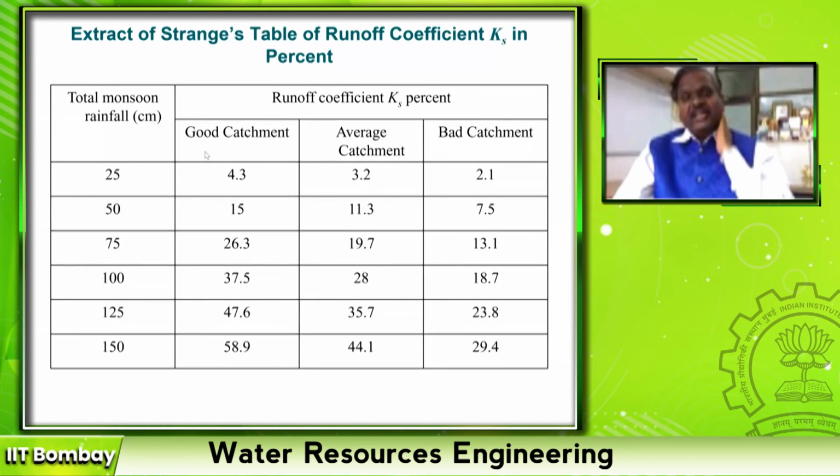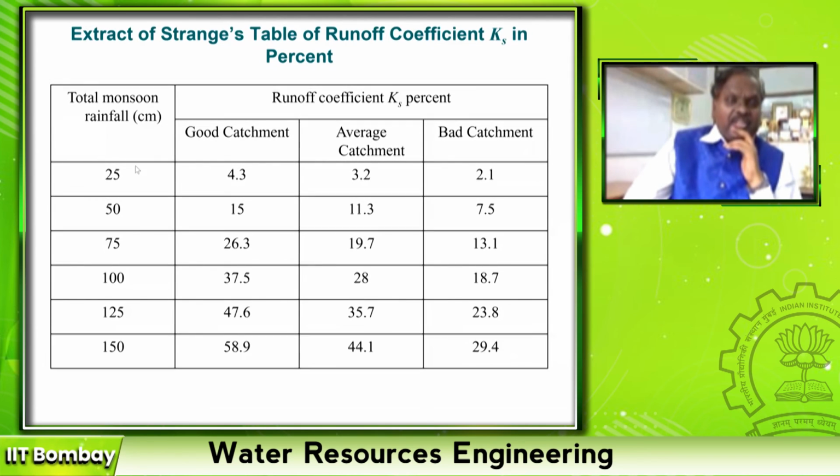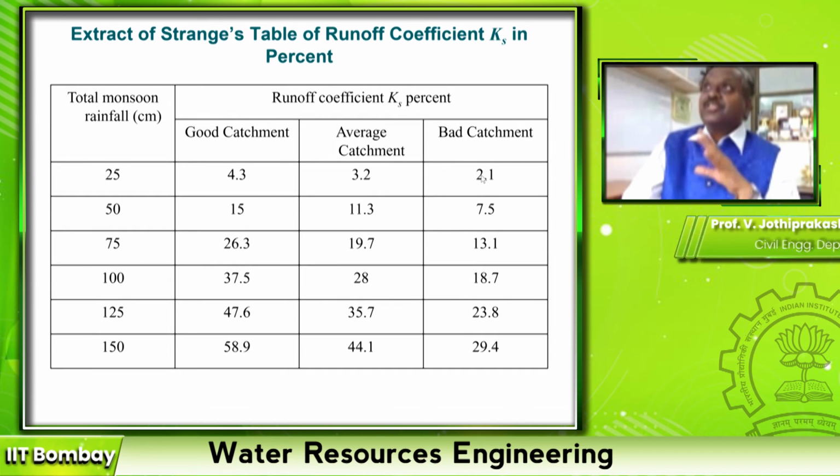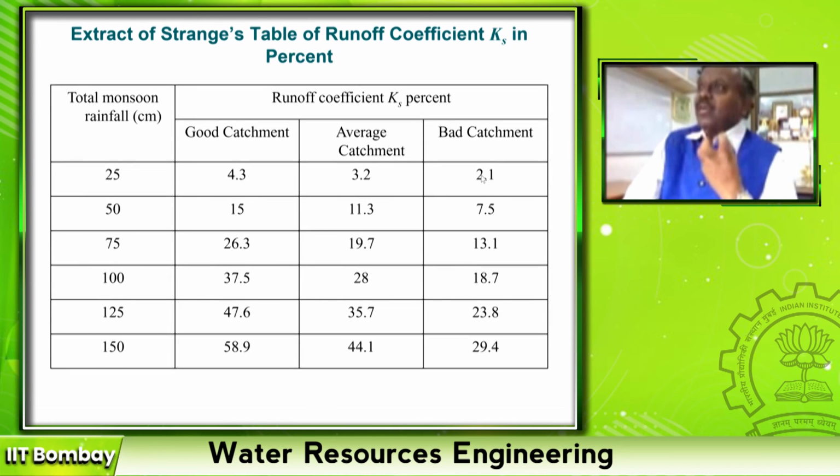You can see the runoff coefficient depends upon the monsoon rainfall. For good catchment, it is more. For bad catchment, it is less. That means the catchment is not bad, the runoff is very less. Okay, that means the catchment is good. That means it has holding capacity for more rainfall.